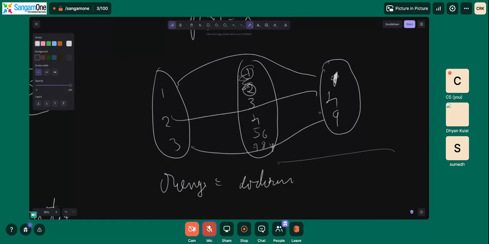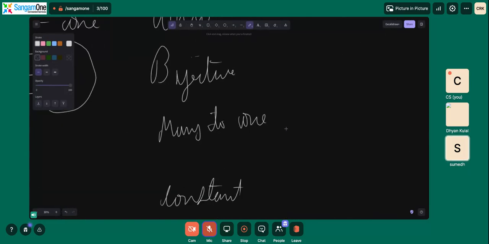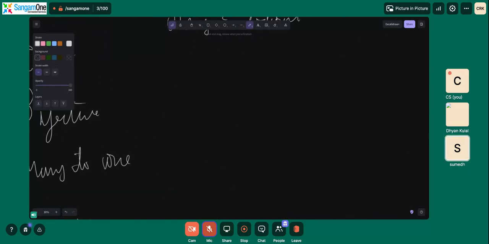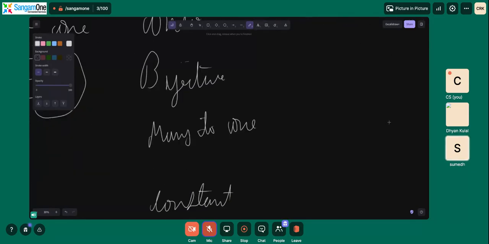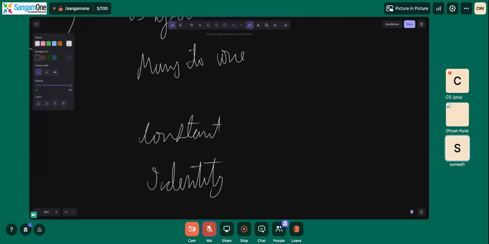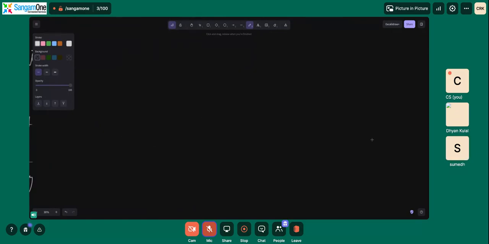Now, what is the next one? That's something called bijective. What do you mean by bijective? Any function that is both one to one and onto is called a bijective function. Then we have inverse function. Then we have many to one function. What do you mean by many to one function? In a many to one function, multiple inputs will map to the same output.